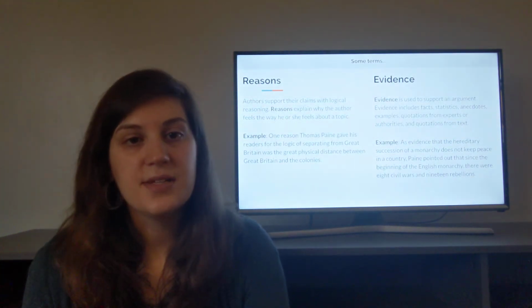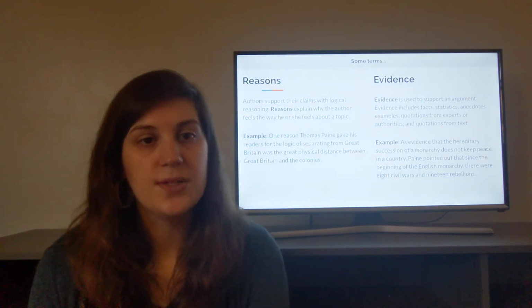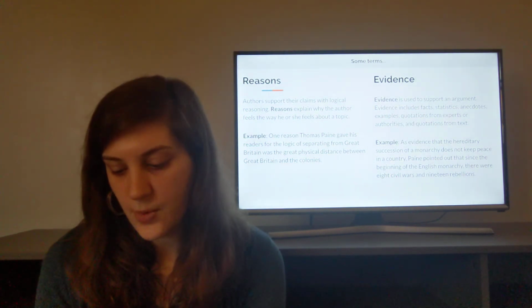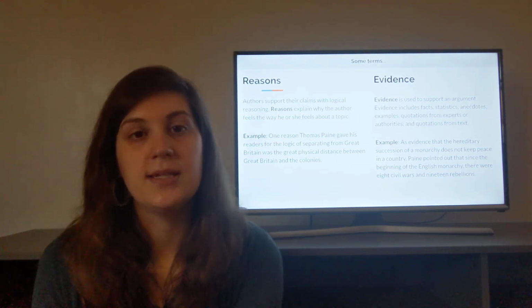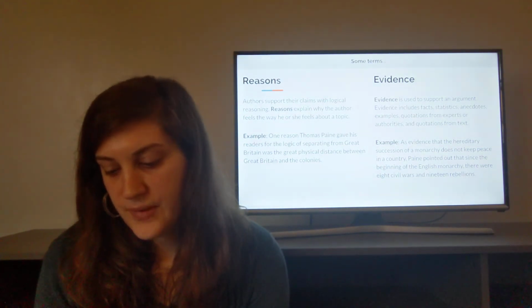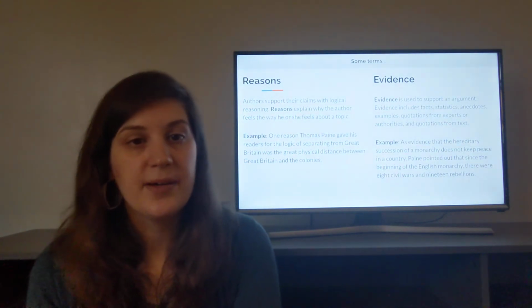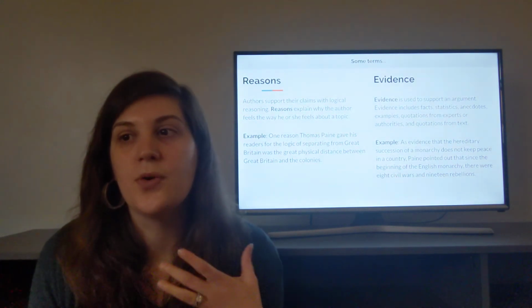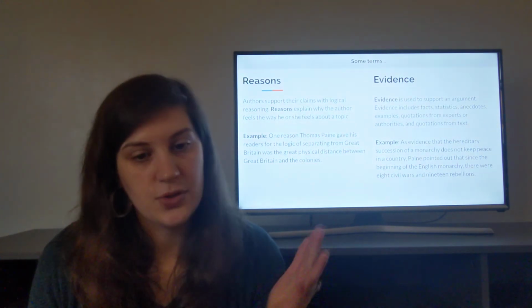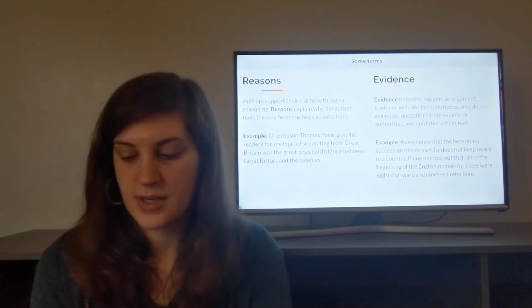Reasons and evidence, and these two are very similar, but they do have a small distinction. So when you reason with someone, it's when an author supports their claim with logical reasoning. The reasons explain why the author feels the way that they do about a topic. It's not exactly the same thing as evidence. Reasoning has more to do with words and logical arguments that flow together, and I'll get to evidence in just a second.